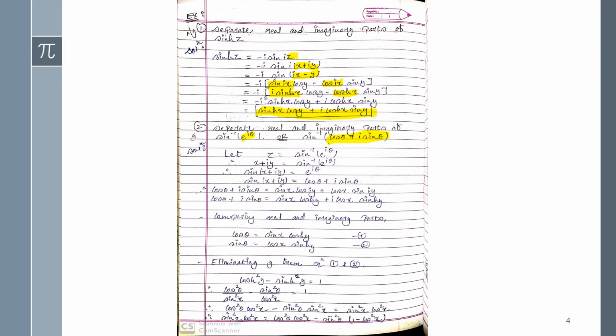See the question. Here it's given the function sine inverse of e raised to i theta. So I am taking a supposition z equals sine inverse e raised to i theta. In place of z I am putting x plus iy. Now applying sine on both the sides, so here it will be sine of x plus iy, and here it will be e raised to i theta, and e raised to i theta is nothing but cos theta plus i sin theta.